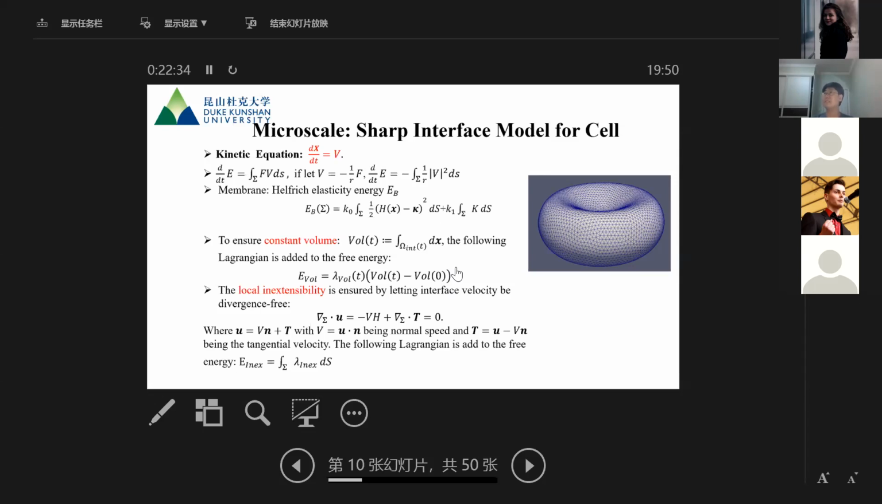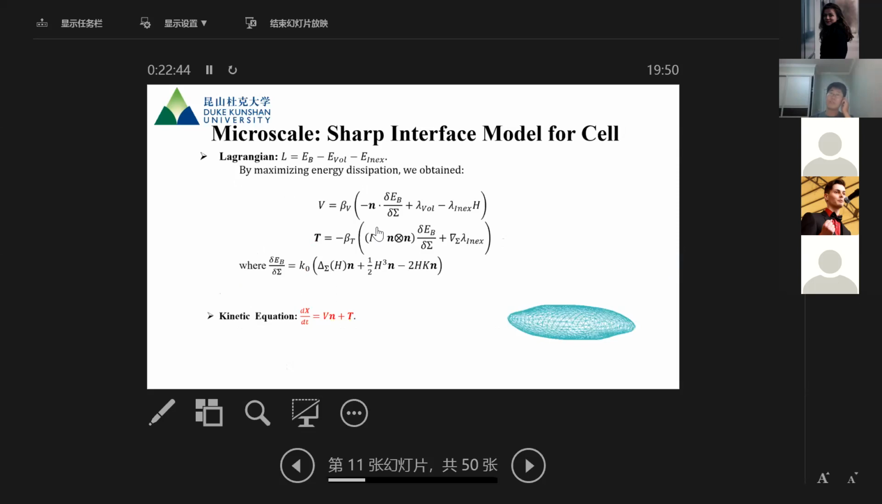We have learned this in multivariable calculus. So this is my Lagrangian. Then by doing some energy variation, the Lagrangian will give you a model which gives the horizontal velocity, this is t, and the normal velocity of each point on the membrane. So this v and t will give you the velocity of each point on the membrane.